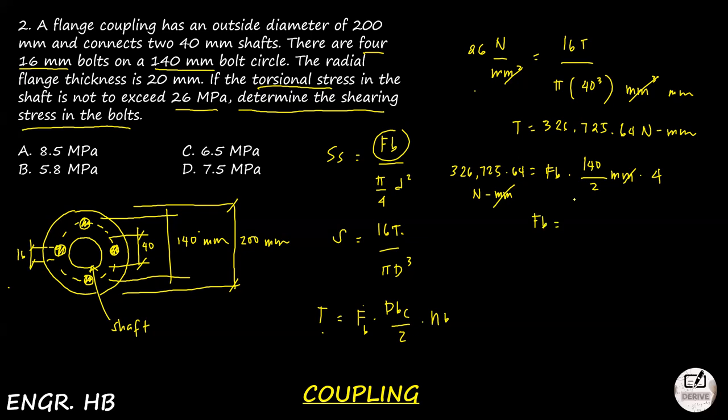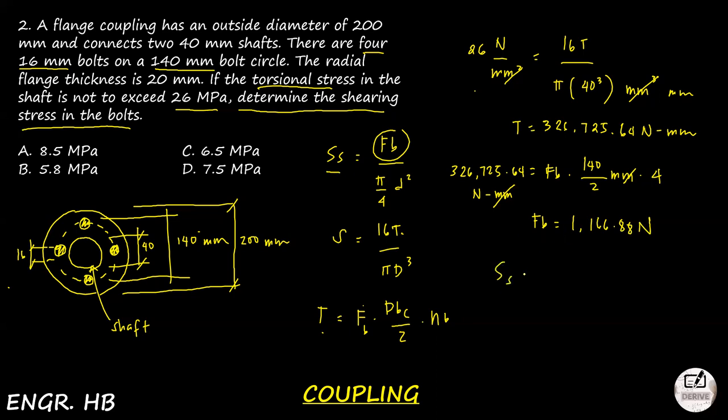Huwag mo na burahin yung nakuha mong torque kanina sa calc. Times mo ng 2, cross multiply, di ba? Divide mo ng 140 and divide mo si 4. So the individual load per bolt is 1,166.88 newtons. So we're going to get the shearing stress per bolt.